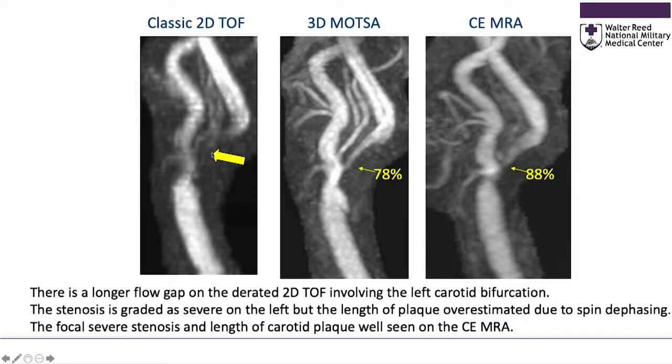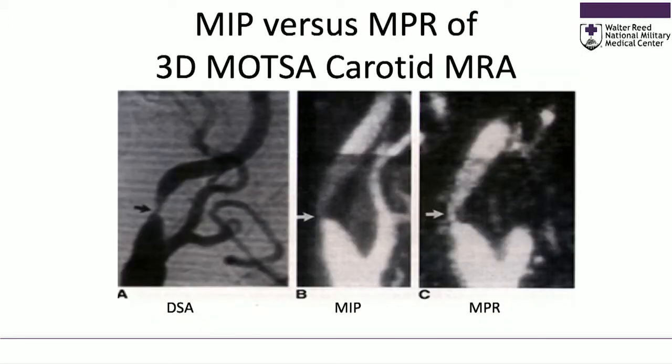So this was a nice comparison about what I mean. 2D time of flight, you see the flow gap, but you can't measure the stenosis. Highly sensitive, but not really very specific. The 3D time of flight does an excellent job of showing the stenosis, but because of spin dephasing distal to this high-grade stenosis, the length of the plaque looks to be quite a bit longer than it actually is. And then contrast MRA shows us that it's just a focal plaque right at the bifurcation. Helps the surgeon plan how long his incision needs to be to take that plaque out.